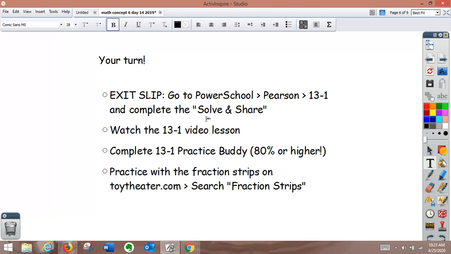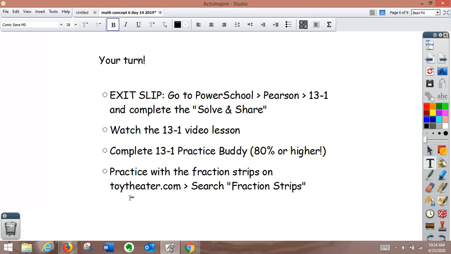All right, your turn. Exit slip. Go to Power School in Pearson 13-1, solve and share. That'll be your exit slip. Make sure you use the tools. Use the shape tools, use the typing tools so you can explain your thinking very clearly. Watch the 13-1 video lesson. You can also watch this video lesson again and pause it anytime you want. And then the 13-1 practice buddy. Score 80% or higher.